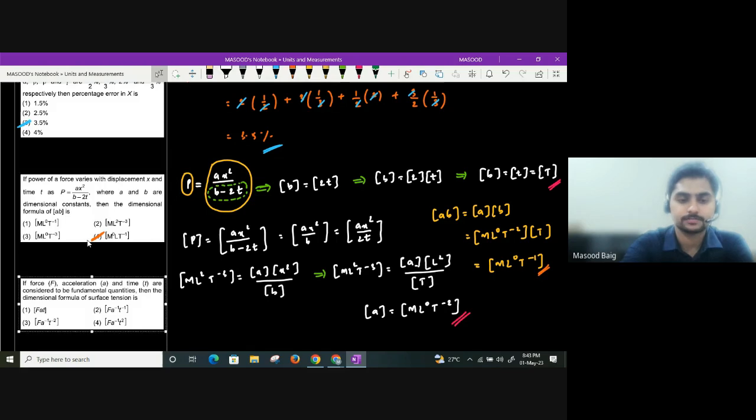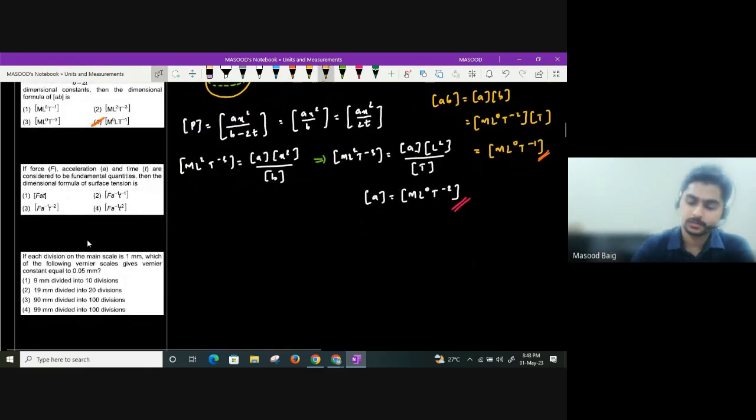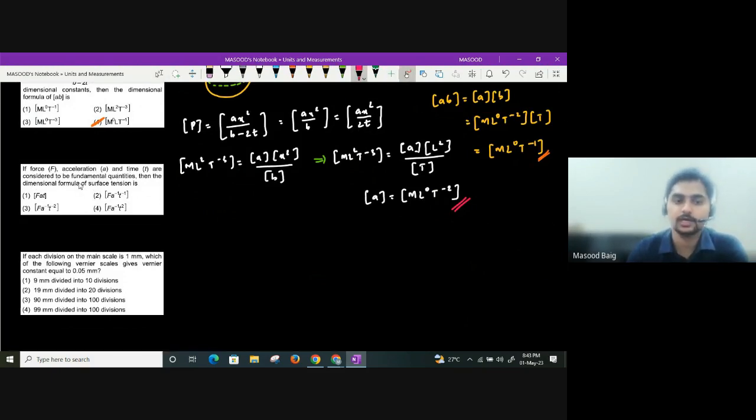Yes or no? I hope it is clear. Right. Next question, you see, force, acceleration, time are considered to be fundamental quantities. What is the dimensional formula of surface tension they are asking, guys?